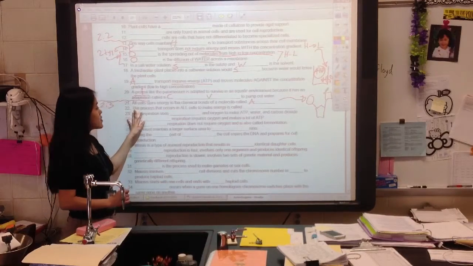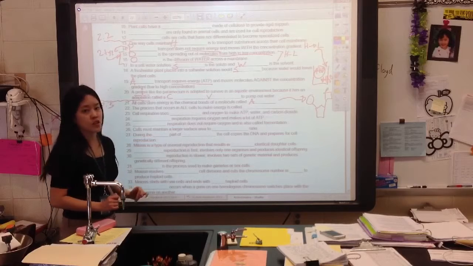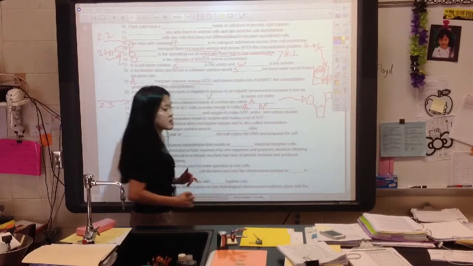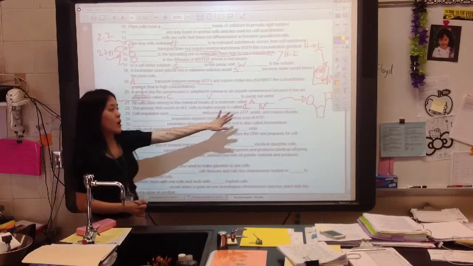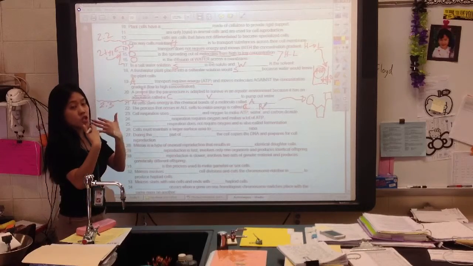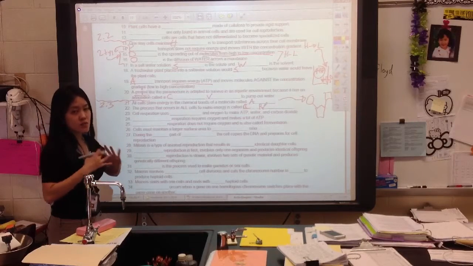22, the process that occurs in all cells to make energy is called, 2 words, CR. CR. And the R was one of our Stirner words, okay? It meant to take in oxygen, break down carbs, release energy.